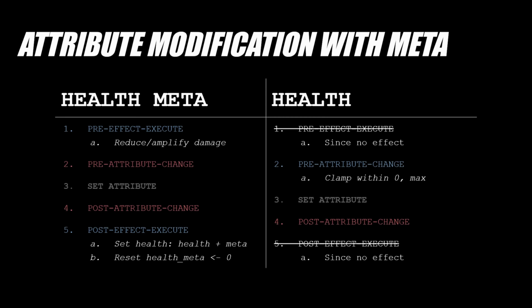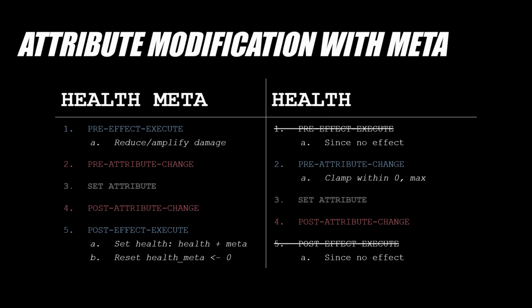Then the B and C pre and post attribute change methods, within which we haven't written any logic for operating on health meta. The health meta operating on health is written in the D phase of the post gameplay effect execute method, which does the setting of the health attribute. And this in turn calls the B and C phases of the health attribute, the pre and post attribute change methods.